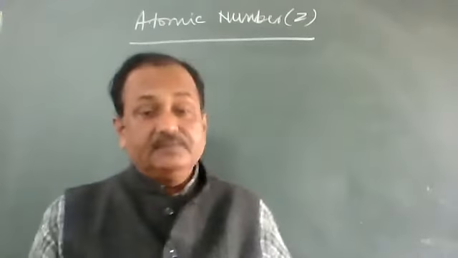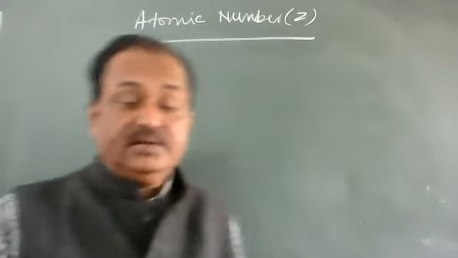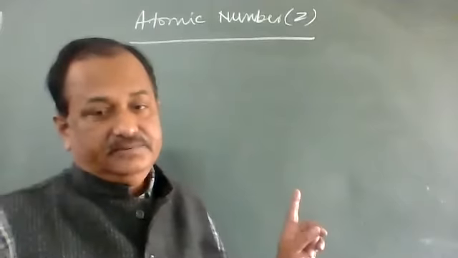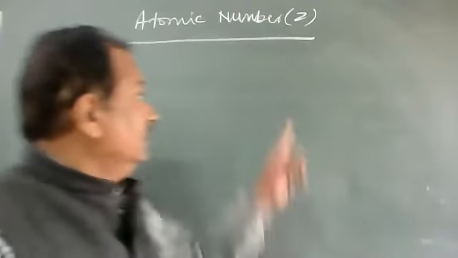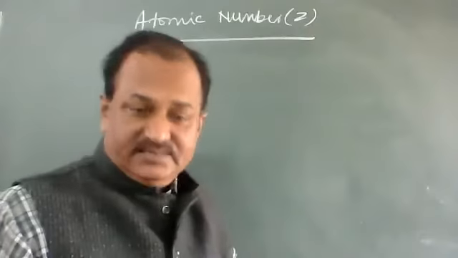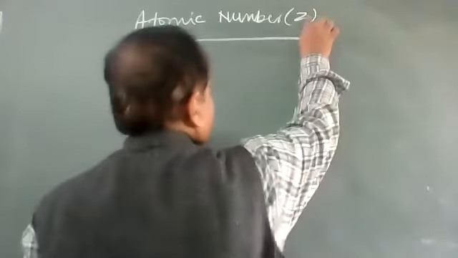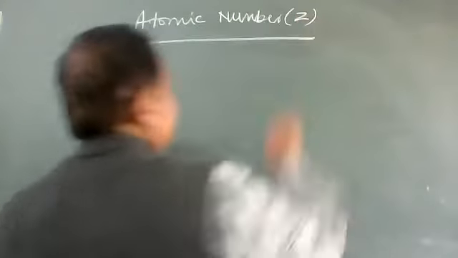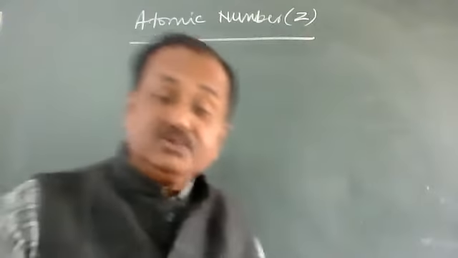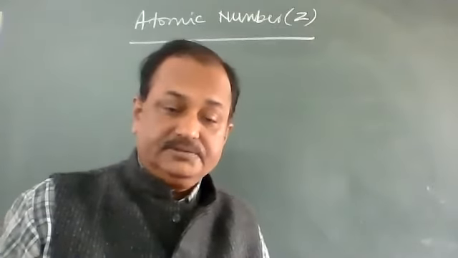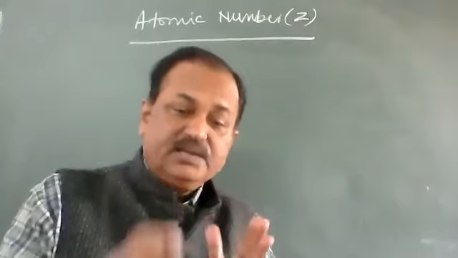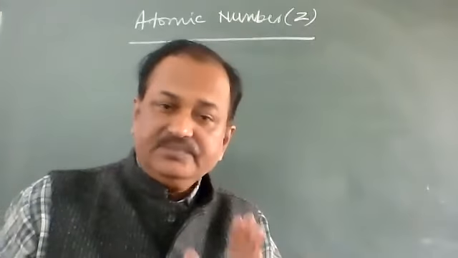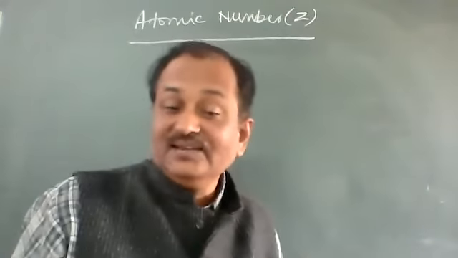I'm going to explain a very important part of atomic structure, that is atomic number. Its symbol is Z. This atomic number is actually the number of electrons or protons, because in an atom there is no charge, atoms are neutral, so electrons and protons are the same.